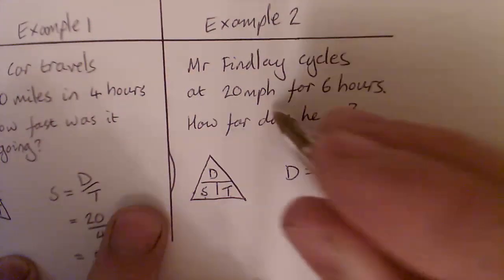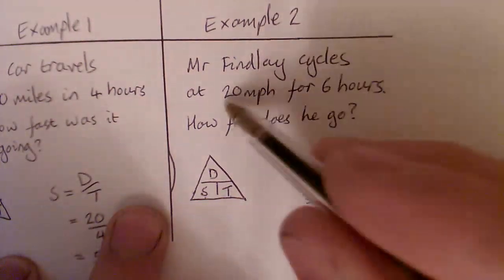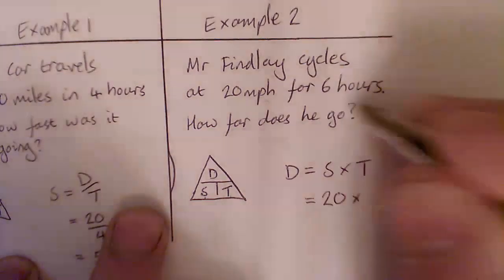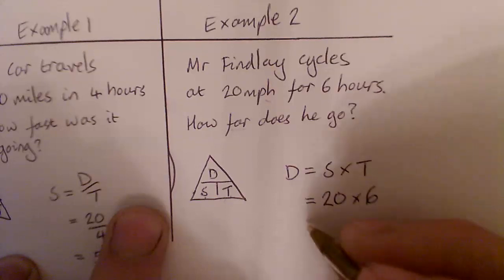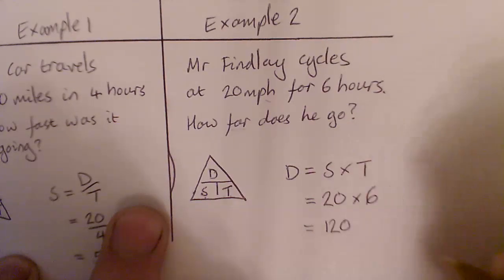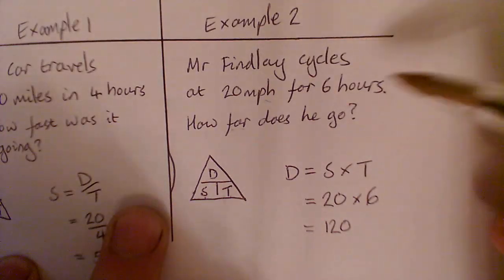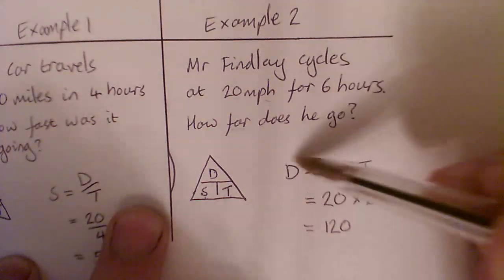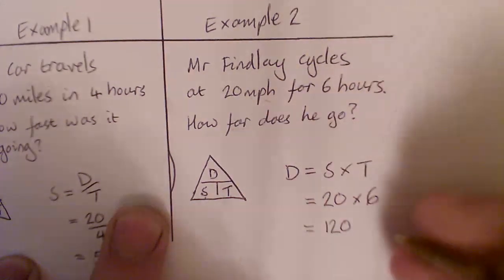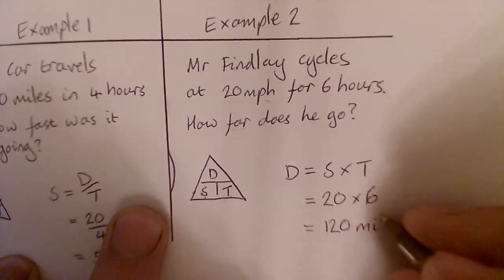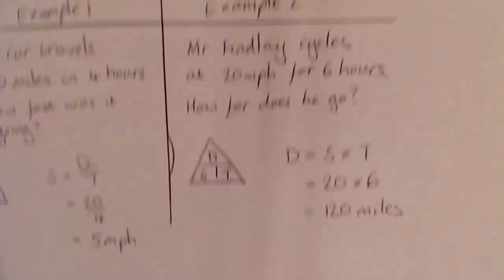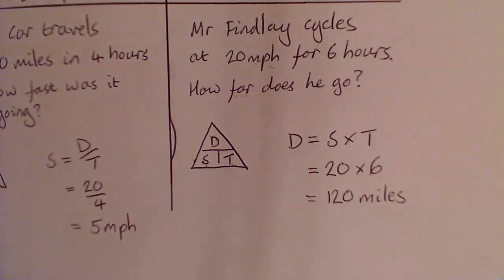Now we're looking at our information. We've got 20 miles per hour. And we've got 6 hours. 6 times 20 is 120. Now, what are we measuring this in? Well, that is a distance in our answer, and our distance unit, 20 miles per hour. So it's 120 miles for our answer.